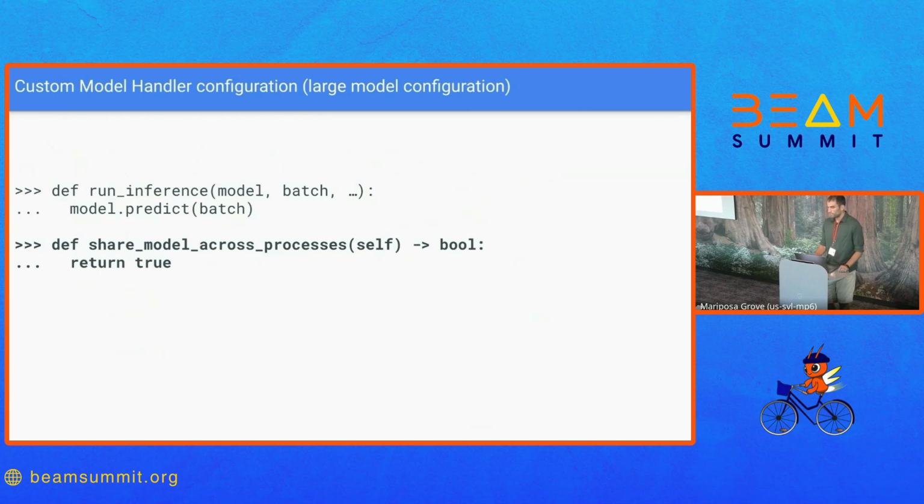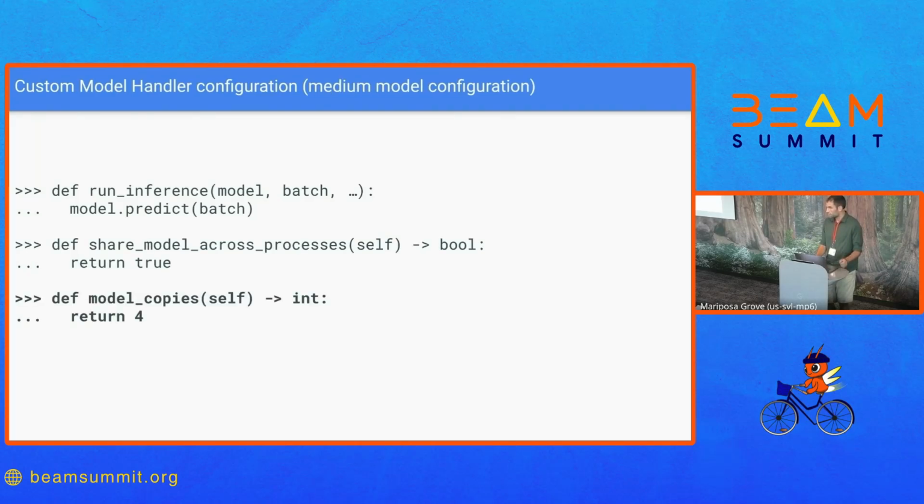Now, let's say you have a medium-sized model and you want exactly 4 copies of the model in memory. That's still a reasonably common scenario. All you need to do is add another lifecycle method, and Beam will take care of all of those pieces for you. So with just basic configuration, you're able to take your model serving topology and change it. You can play around with it. You can try different topologies, and all it takes is 1 or 2 lines of code.